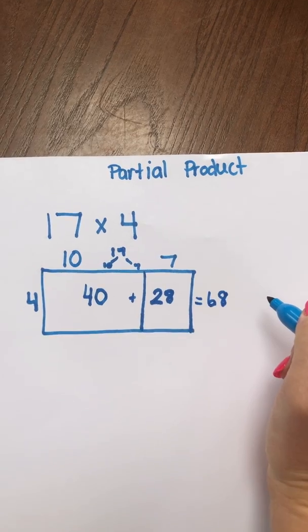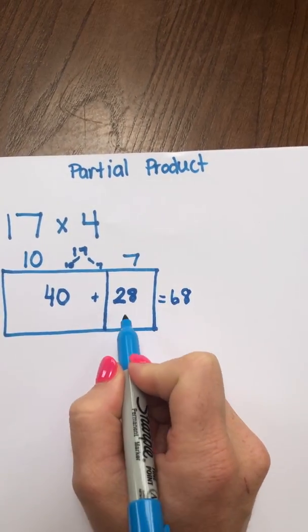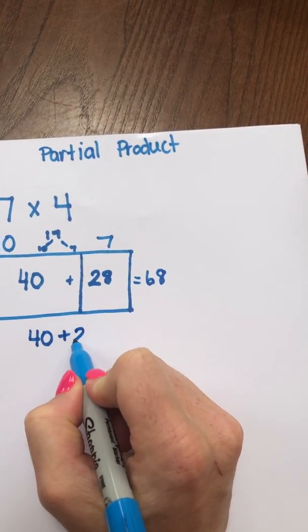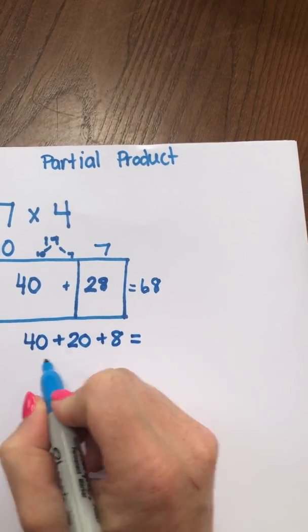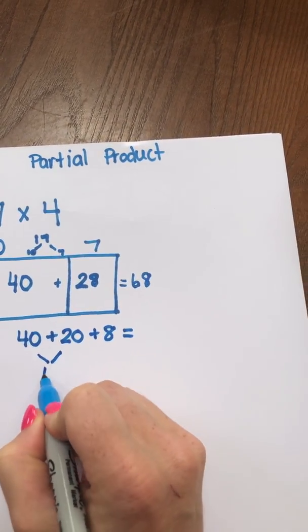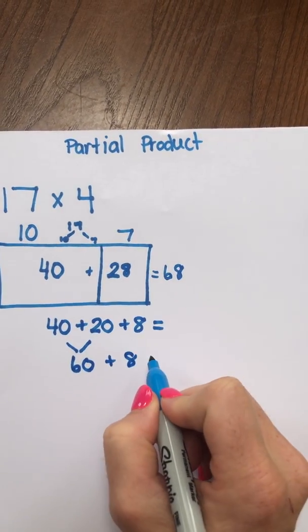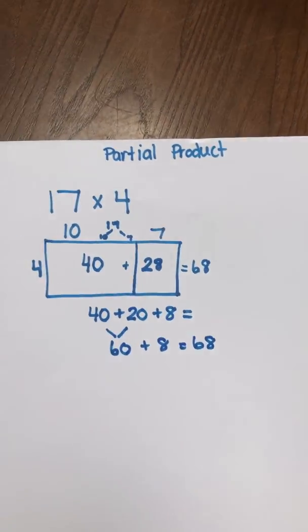for 17 times 4. If you needed to further break down or decompose the 28 before you got to that addition, you could do that. And then you could add your 60, right, to get your final number. Yeah, there it is.